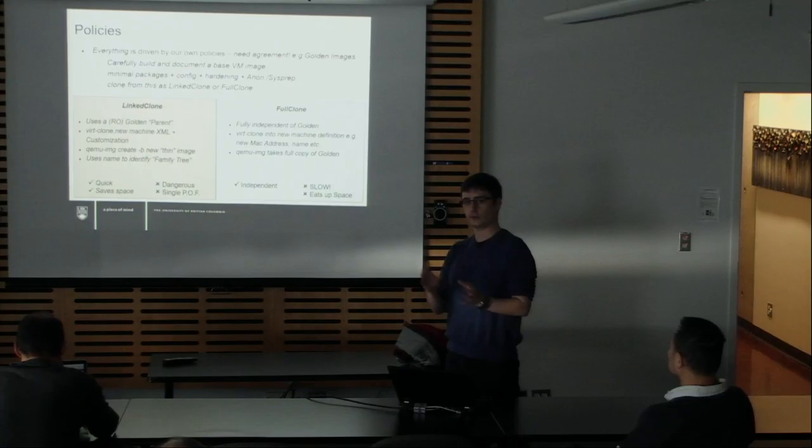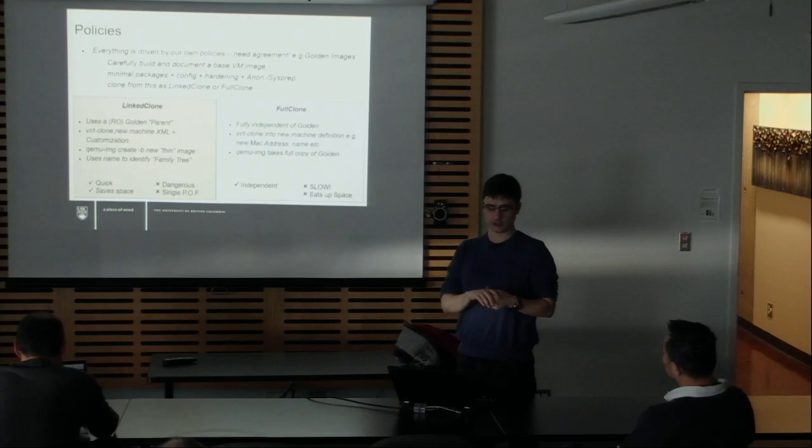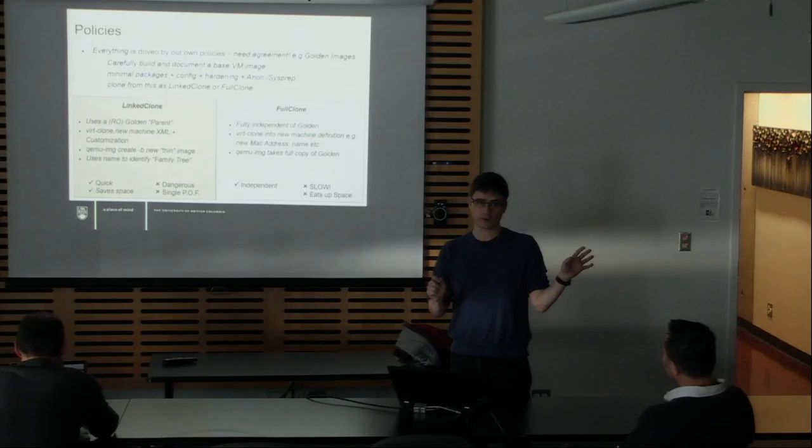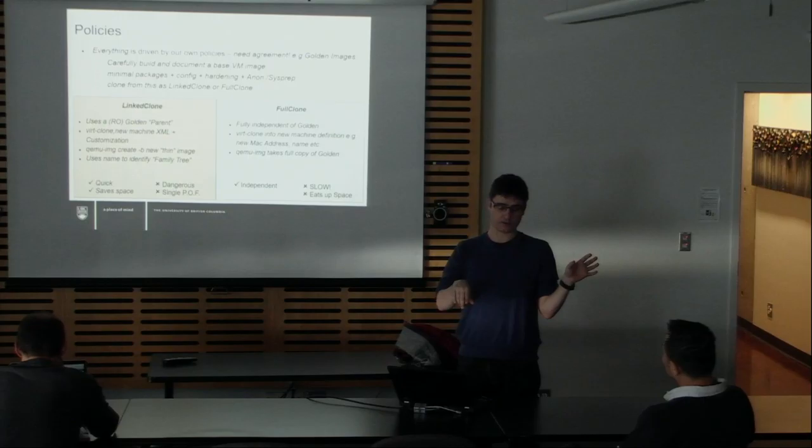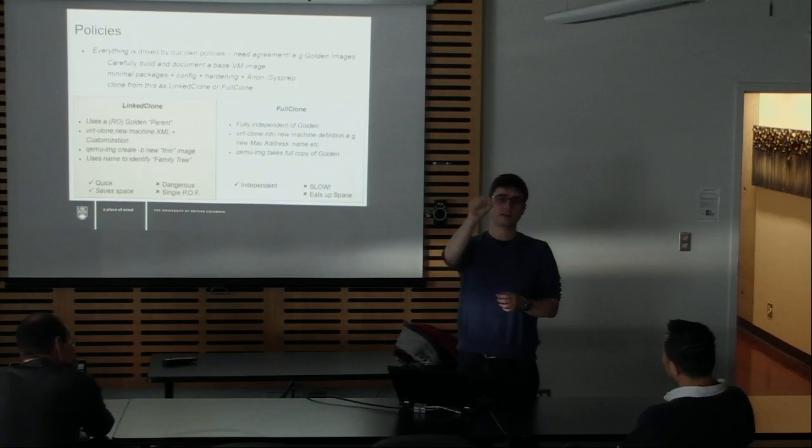From those, we have these two different types of machine definitions, like linked clones and full clones. Full clone is just literally copy that golden image and I'll configure it from there. Linked clone is where the policies come in. Linked clone basically means use the golden image as a read-only copy and only store the differences. Obviously that's going to save you a lot of space, but policies come in because it's really easy to screw up. You have these family trees of images that are referring back to the image before, and if you screw up one higher up in the chain, it takes out everything below it.